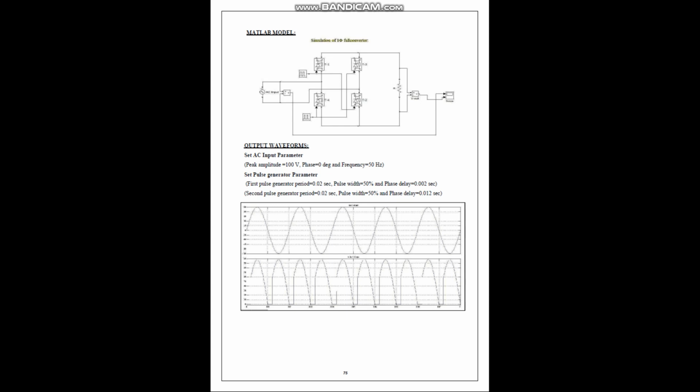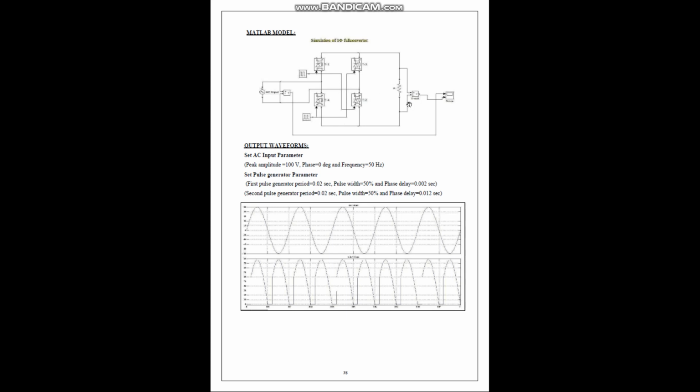In a single phase full converter we have four thyristors. So I draw a single phase AC input supply with four thyristors. Here you can see the four thyristors. With the help of these thyristors we are giving four pulse generators. So we can see here the four pulse generators giving the pulses.